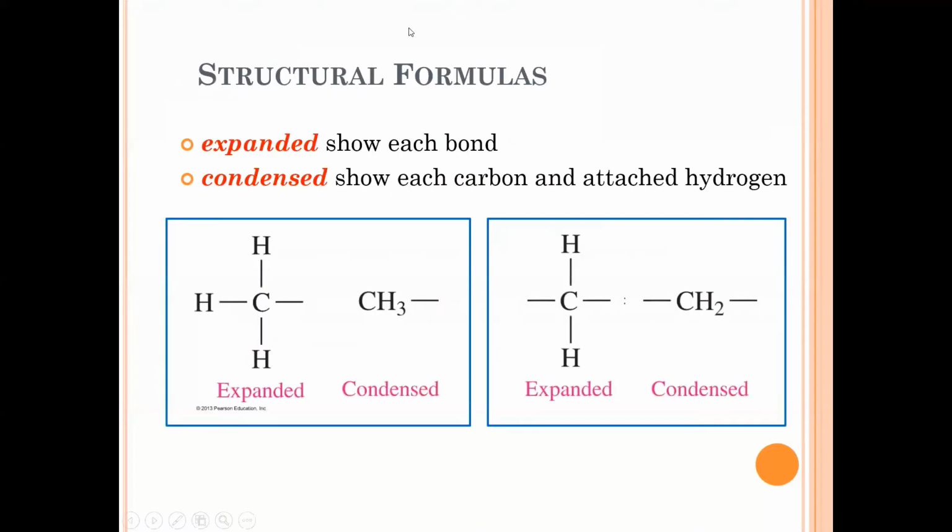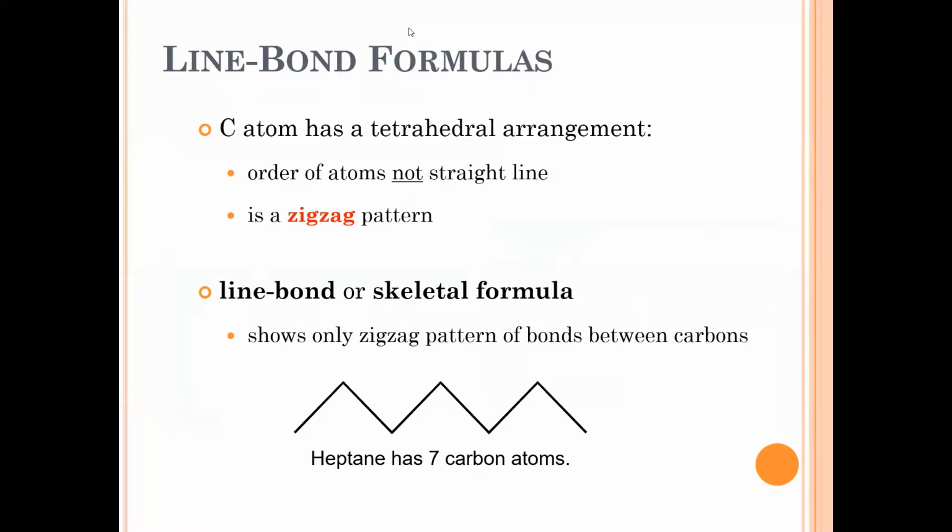So if we move along, when we started just talking, I just kind of went over it, but there's a difference between expanded and condensed. In an expanded formula, you show all the bonds. In a condensed, we just show the carbon bonds. We don't show the bonded to actual hydrogens.